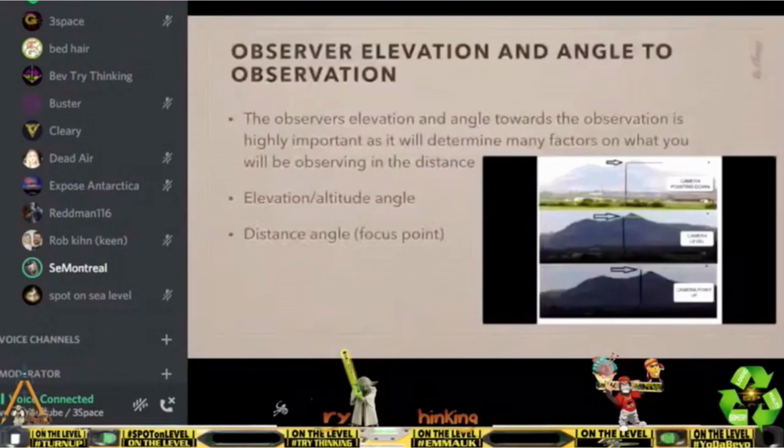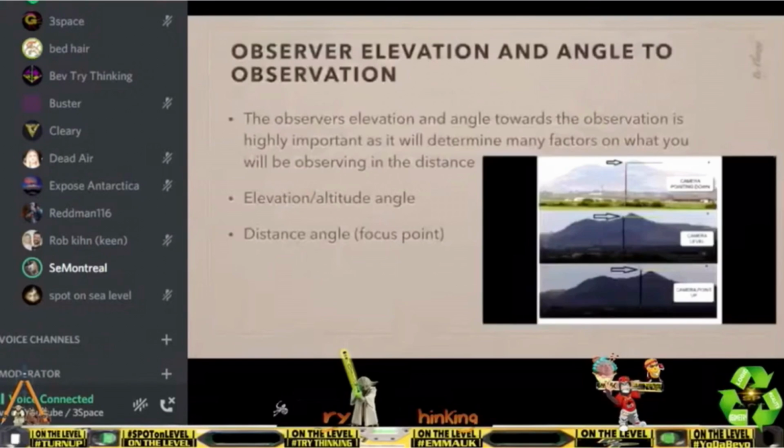Okay, so I started off with the observer elevation and angle to the observation. The observer's elevation and angle towards observation is highly important, as it will determine many factors on what you will be observing in the distance. The elevation is the altitude angle. To me, that is the most important factor when it comes to doing an observation, because your angle changes what the observation will be.